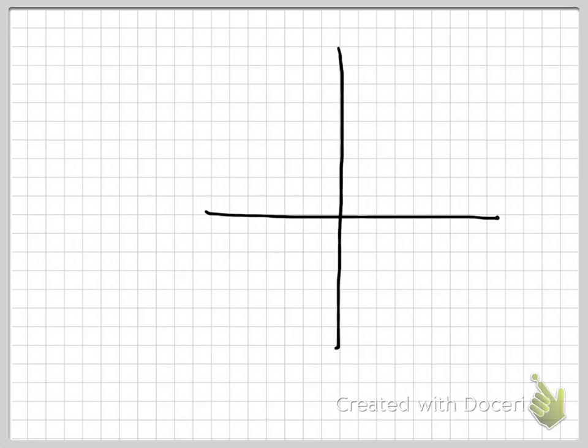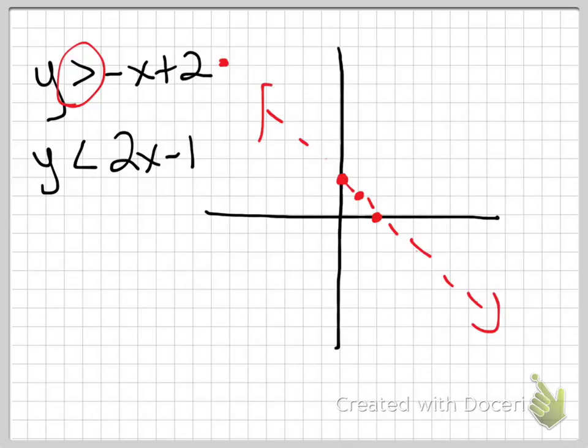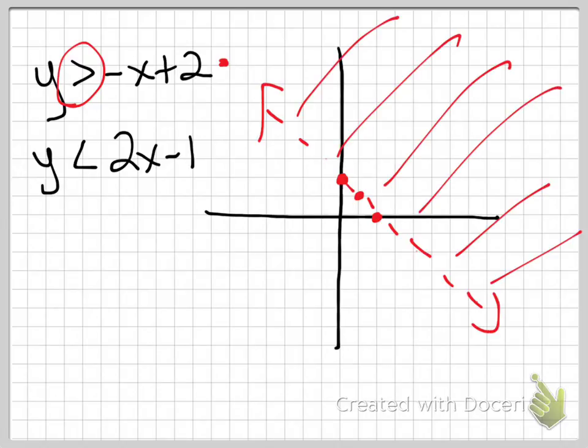Okay, so again, just a reminder, we have y is greater than -x plus 2 and y is less than 2x minus 1. So I will graph this first one. My y-intercept is at positive 2, and I'm going to go down 1 and right 1. And it is greater than, so that means I am going to have that dashed line. And because it's greater than, I'm going to shade above.